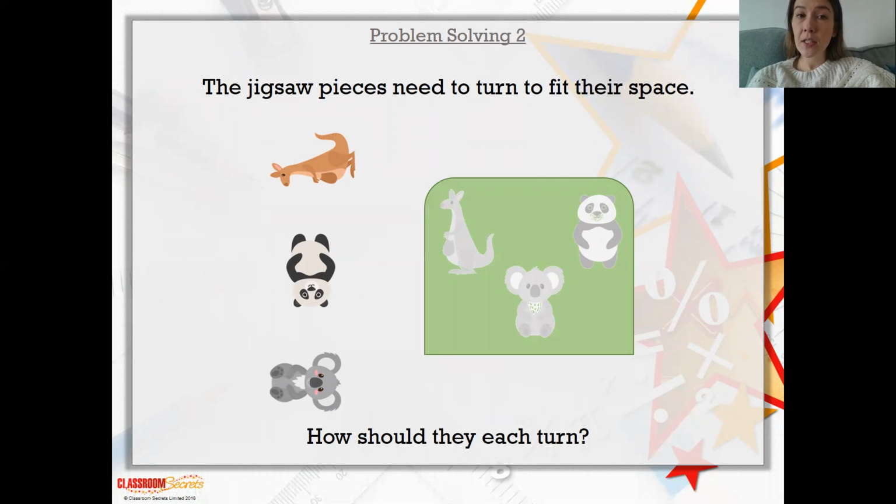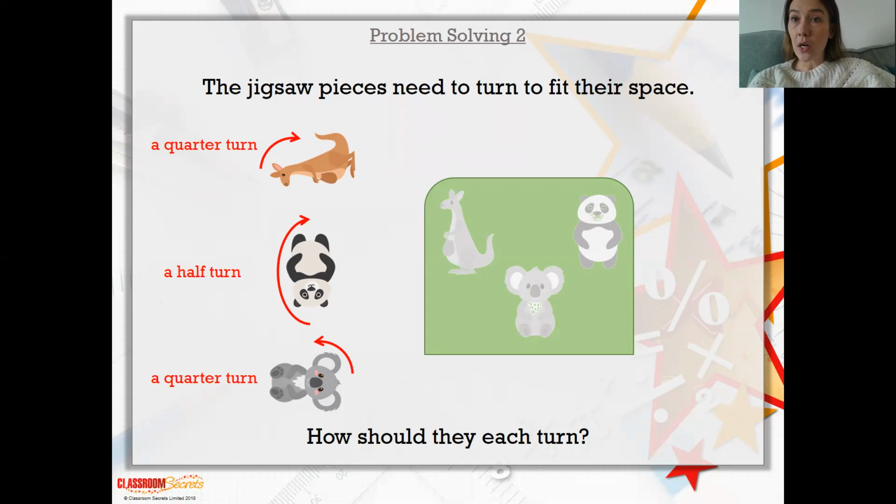Right, so this one, the jigsaw pieces need to turn to fit into the space. You've got your little animals, and it's saying that they need to turn to fit in their space. How should they each turn? You've got your little kangaroo up here. What way does that need to turn to make it fit into its piece? And then you've got your panda and your koala bear. Your kangaroo needs to do a quarter turn, and that quarter turn would be in a clockwise direction. Your panda bear, half a turn, also in a clockwise direction, and then your little koala bear would do a quarter turn, but that one is anti-clockwise because it's going in the opposite direction of where your hands would go on a clock.